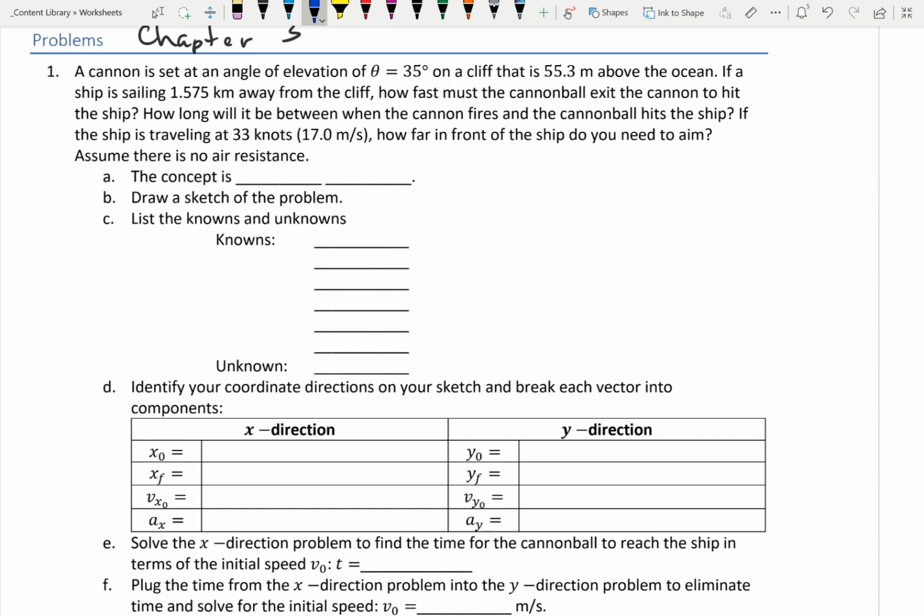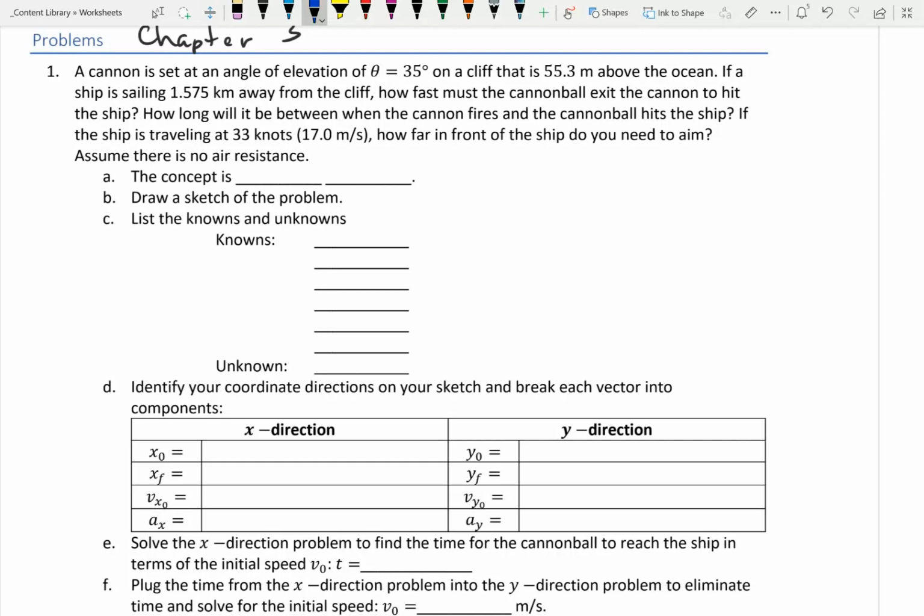Okay, we are going to do the problems for the worksheet for chapter 3. So the first problem: a cannon is set at an angle of elevation of theta equals 35 degrees. That is, angle of elevation means angle above horizontal, on a cliff that is 55.3 meters above the ocean.